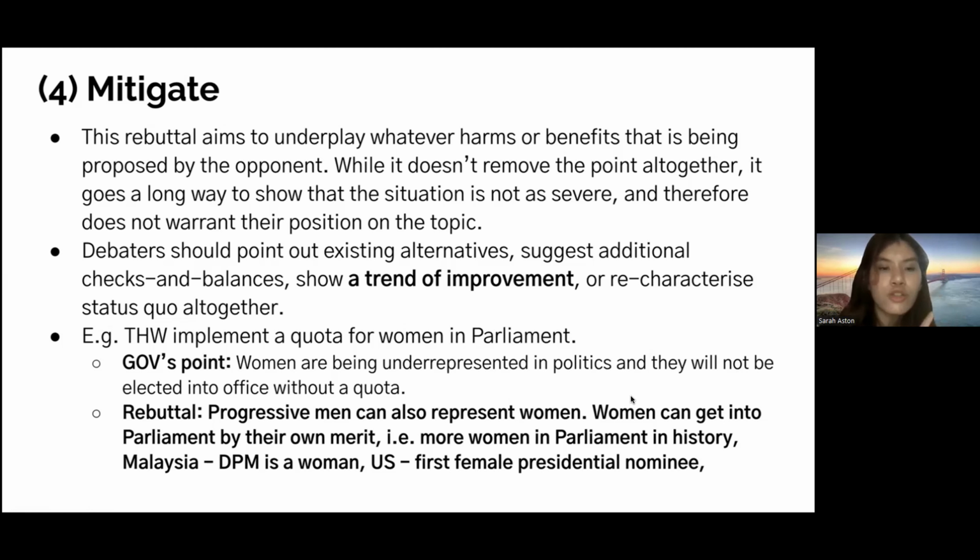So the next thing is to talk about how women can get into parliament by their own merit. So for example, we have more women in parliament now in history, right? In Malaysia, but this is a bit old, but like the US, the first female presidential nominee, even for this year, we have Kamala Harris. All of these instances that you're able to show that trend of improvement, if that makes sense. So you don't have to read out from an article. These are knowledge that you probably already know. Now you just got to be able to ground it and execute it in a nice way to prove why you're able to mitigate a large chunk of the harms that are pushed upon you. Okay.